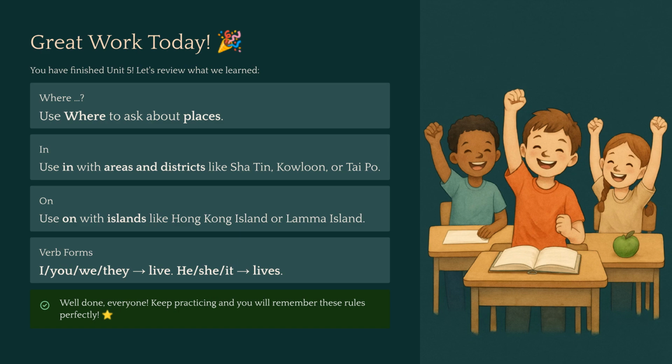Great work today! You have finished Unit 5. Let's review. Use where to ask about places. Use in with areas and districts like Sha Tin, Kowloon, or Taipo. Use on with islands like Hong Kong Island or Llama Island. Verb forms. I, you, we, they live. He, she, it lives. Well done, everyone. Keep practicing, and you will remember these rules perfectly.